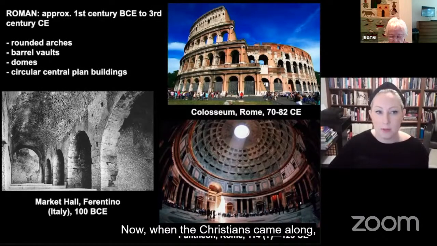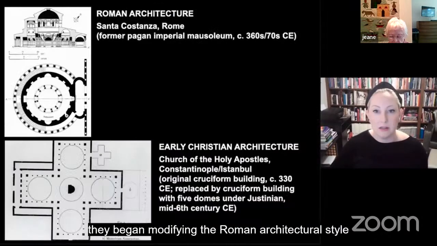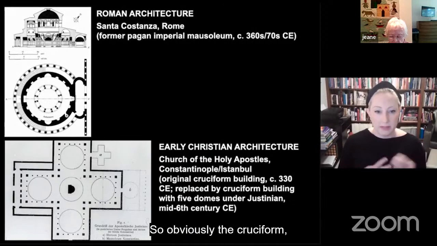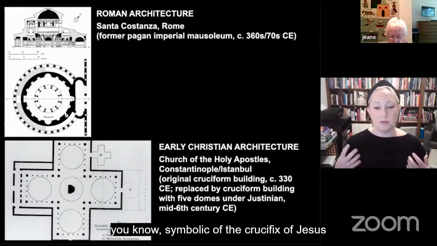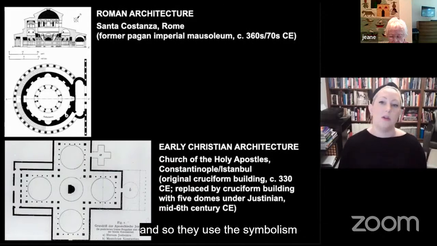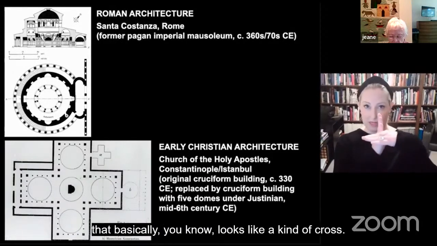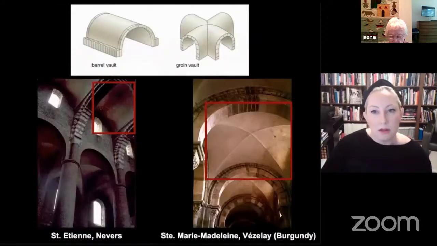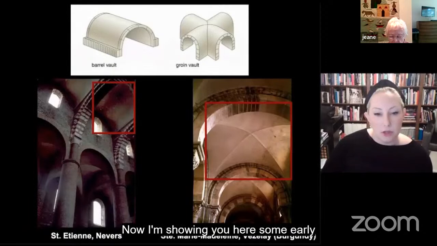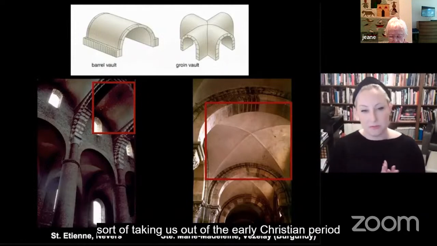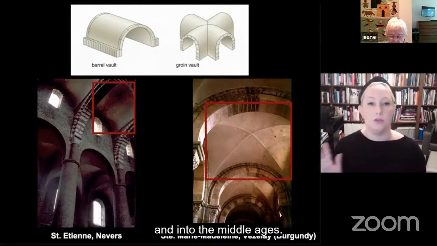Now, when the Christians came along, they began modifying the Roman architectural style by expanding it out into a cruciform structure. So obviously the cruciform is symbolic of the crucifix of Jesus. And so they used the symbolism to pioneer an architectural style that basically looks like a kind of cross. Now, I'm showing you here some early transitional buildings, taking us out of the early Christian period and into the Middle Ages.